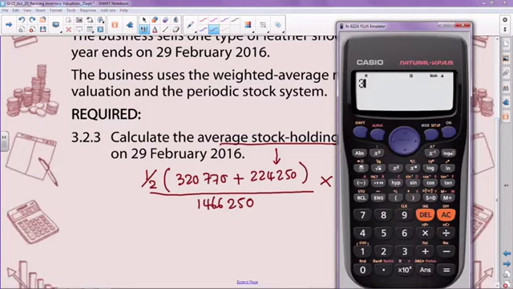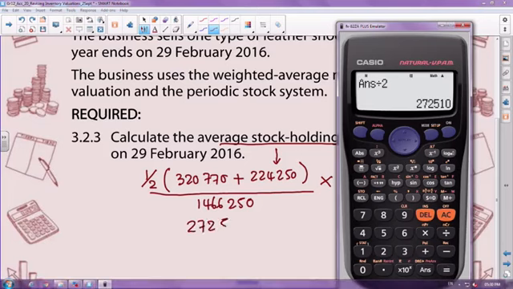So we take the 320,770 plus the 224,250 is equal to that, divided by 2, we want half of it, remember, and that is equal to 272,510. 272,510 times 365 divided by 1,466,250, and that gives us an answer of 67.8, so 67 or 68 days.